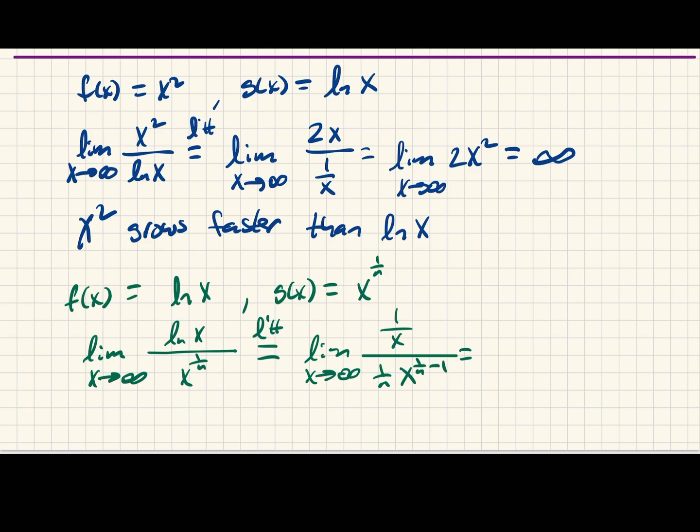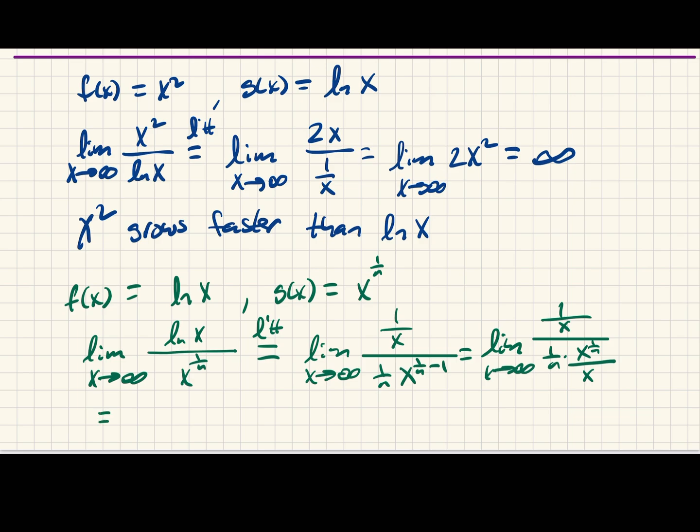Yeah, divide with like bases, right? When I divide with like bases, that would be the same as the limit as x goes to infinity of 1 over x over 1 over n times x to the 1 over n over x, right? Because that would be x to the 1 over n over x to the 1, and I would subtract exponents. So those would be equivalent.